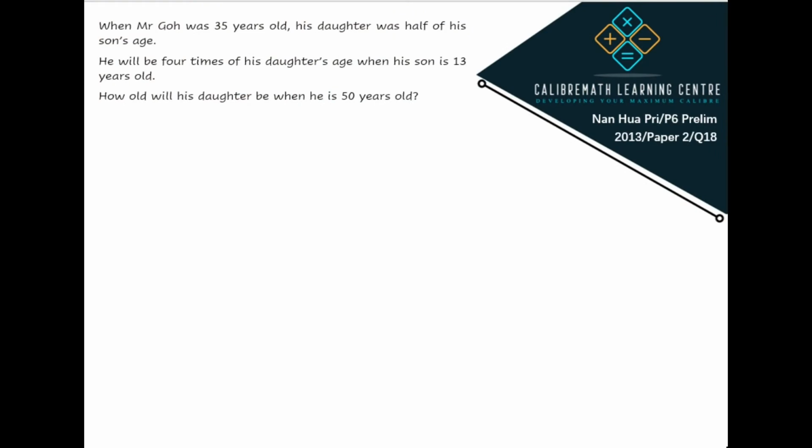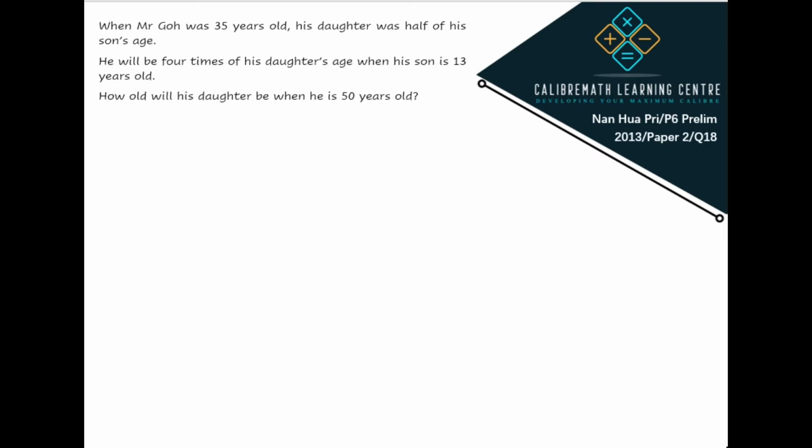Clone question of Nan Hua Primary, P6 Prelim paper in 2013, question number 18 of paper 2. This question is a more challenging question that requires advanced strategies to solve. So we'll be using two advanced strategies, which are the let's kill and the magical red line concept. Now let's take a look at the first sentence.